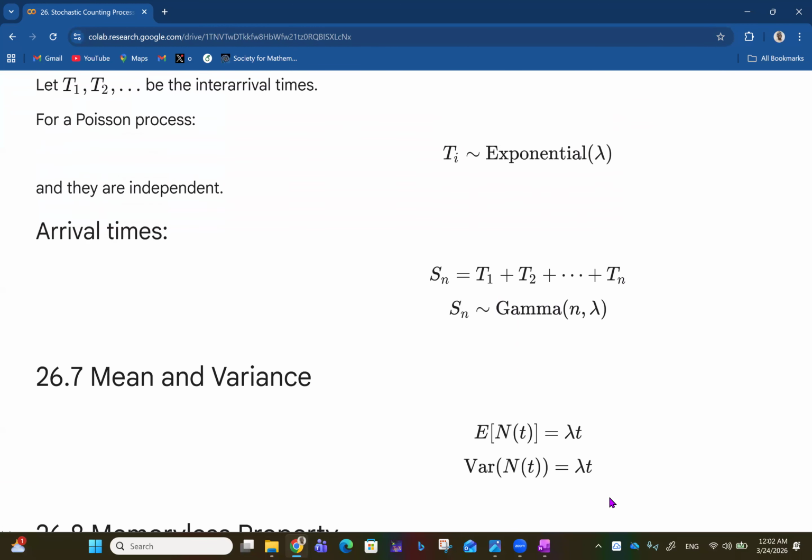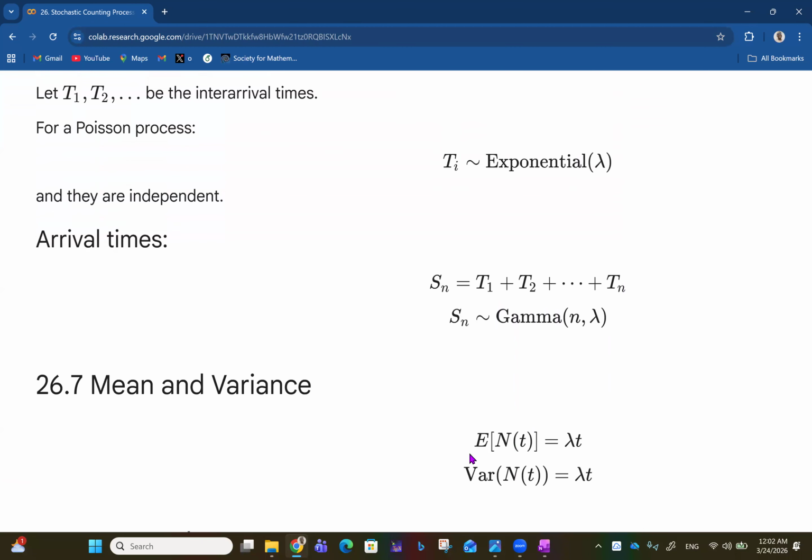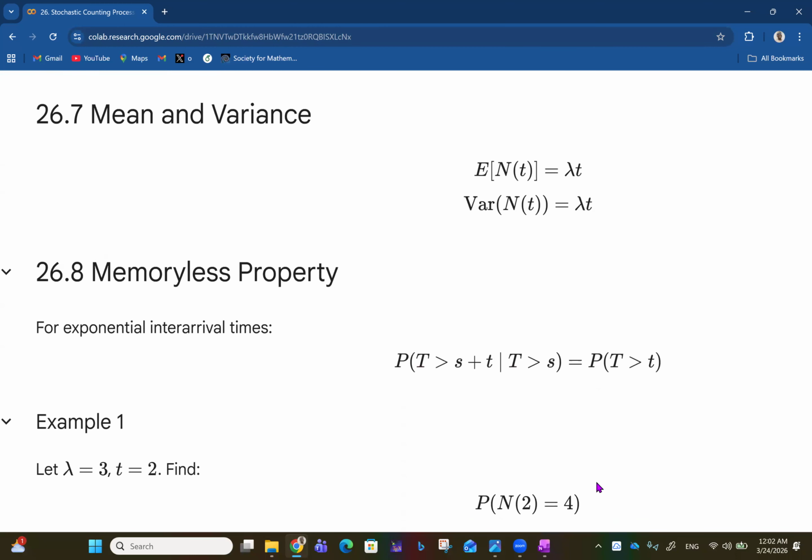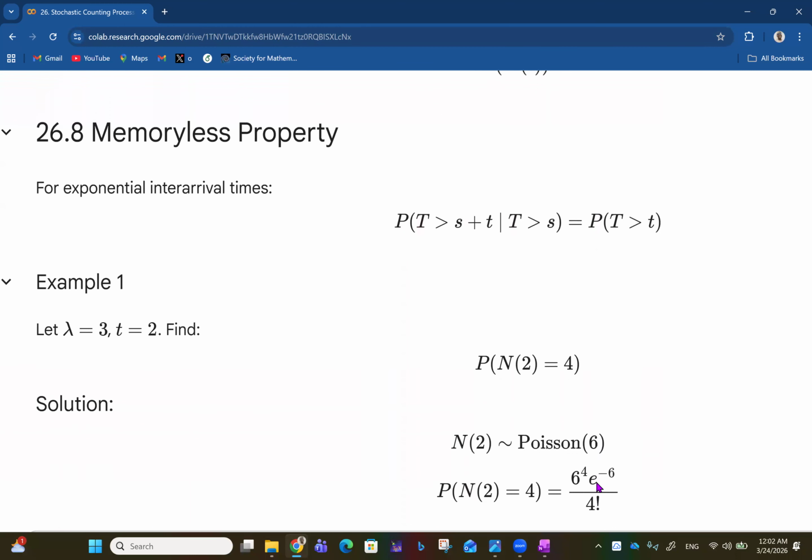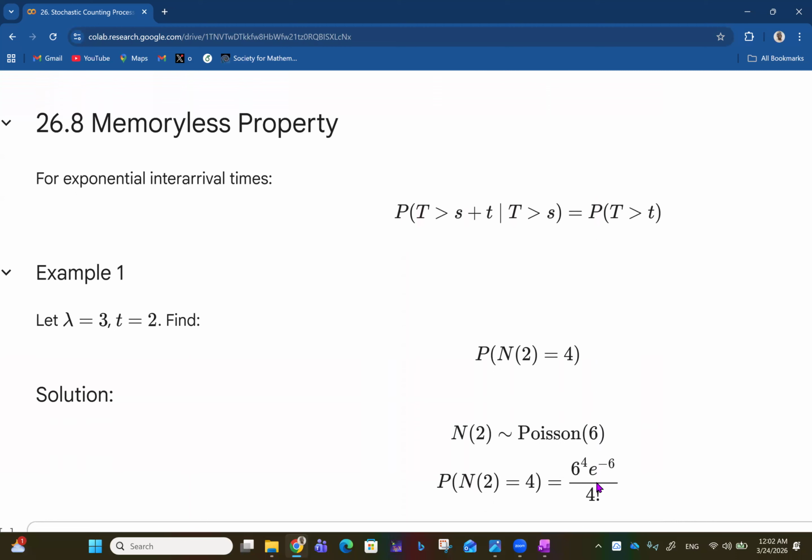Then we talk about the mean and variance. The expected value of N of t is lambda t. That's for a stochastic process, right? And for variance, the variance of N of t is also lambda t. And then we have the memoryless property, which is essentially what Markov chains are about. For exponential inter-arrival times, the probability that T is greater than s plus t, given T is greater than s, is equal to the probability that T is greater than t. So there's memorylessness there, right?